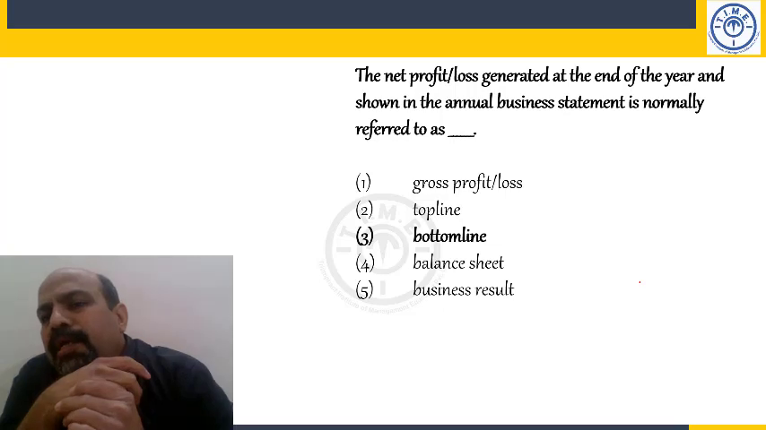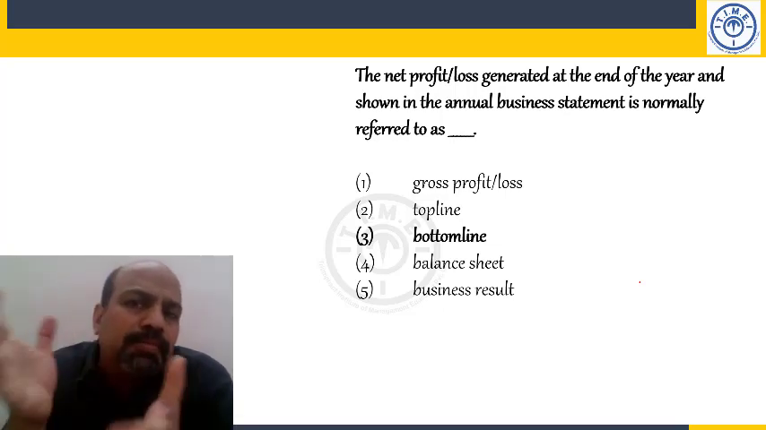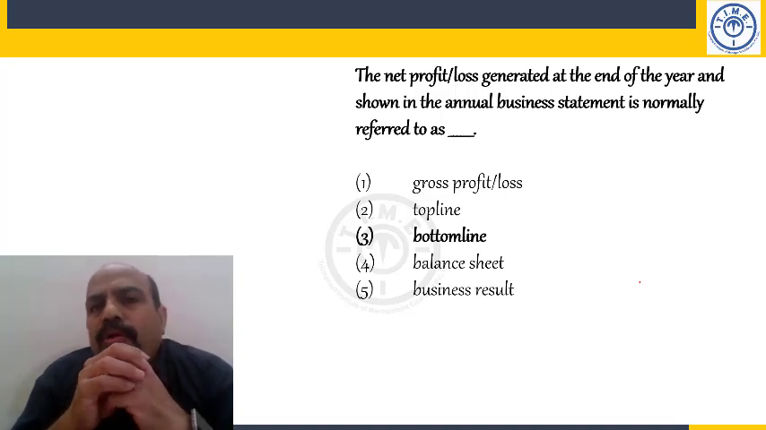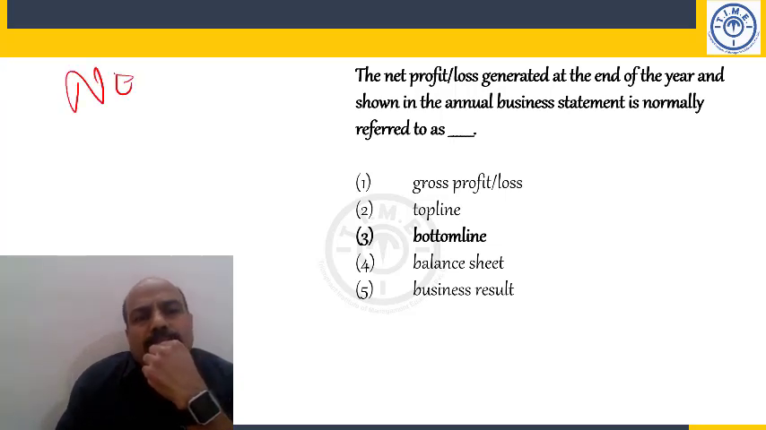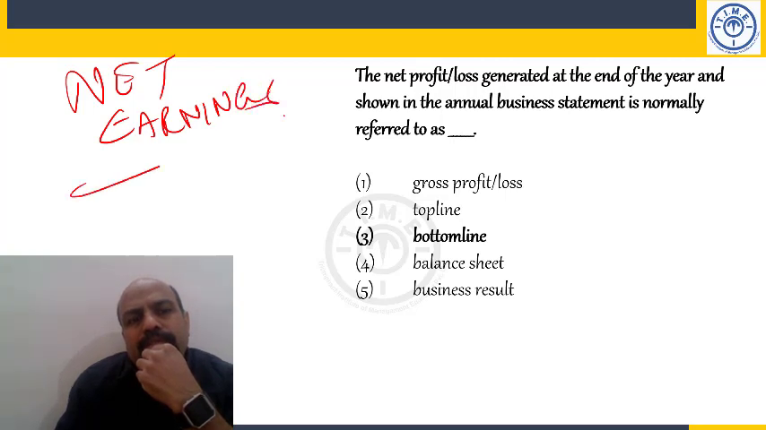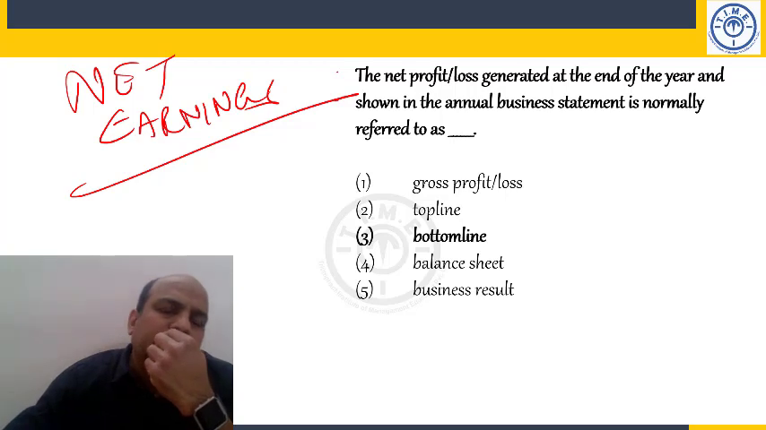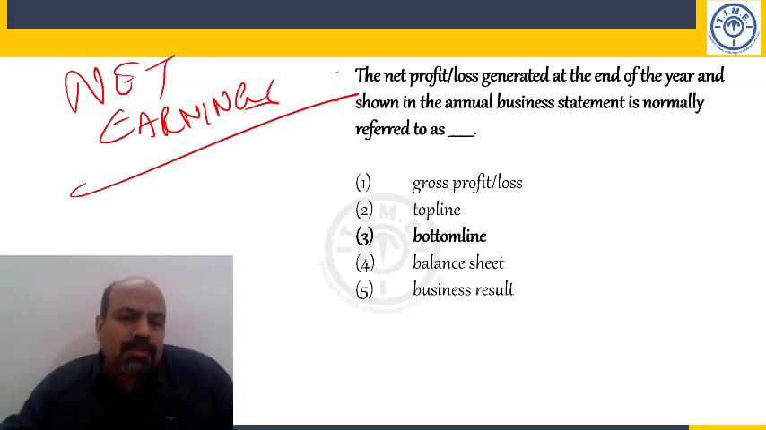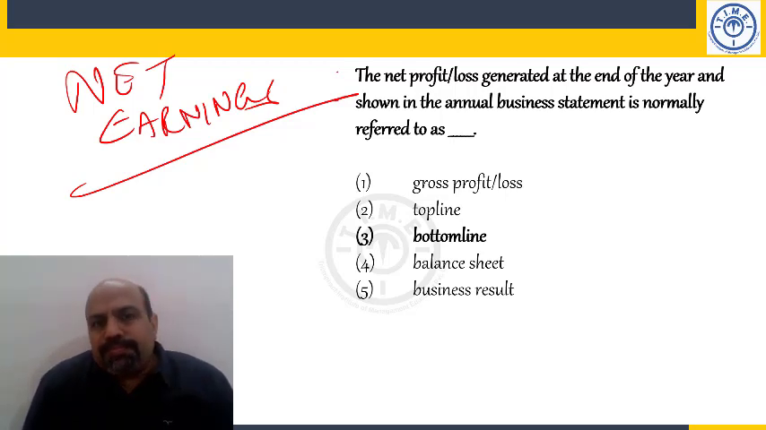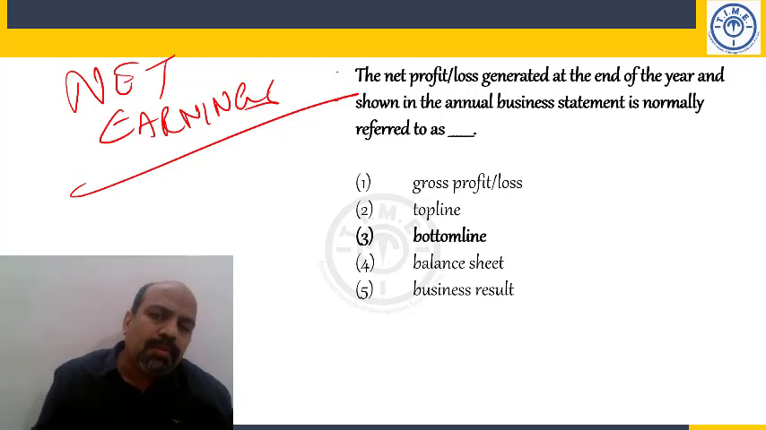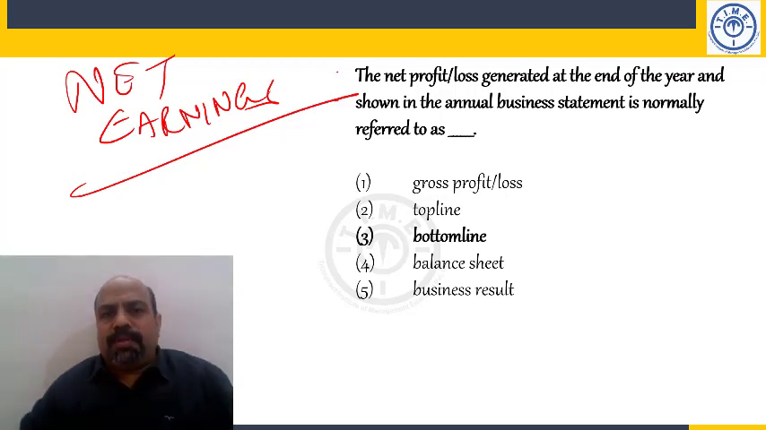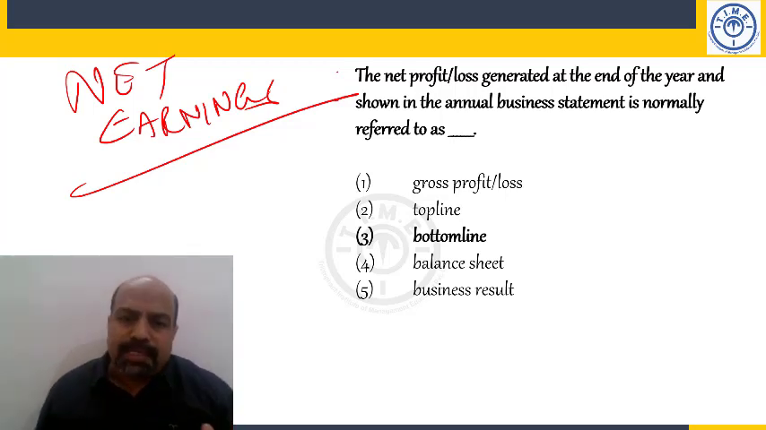Next. The net profit or loss generated at the end of the year and shown in the annual business statement is normally referred to as the bottom line. Please write bottom line and underline that. First point, also called net earnings. Next point, refers to earnings, profit, net income, that is after taxes, expenses, and earnings per share. So basically this is the total income of a company. Whatever comes in is the bottom line, and from this expenses and everything are deducted. Next, leave one line space.